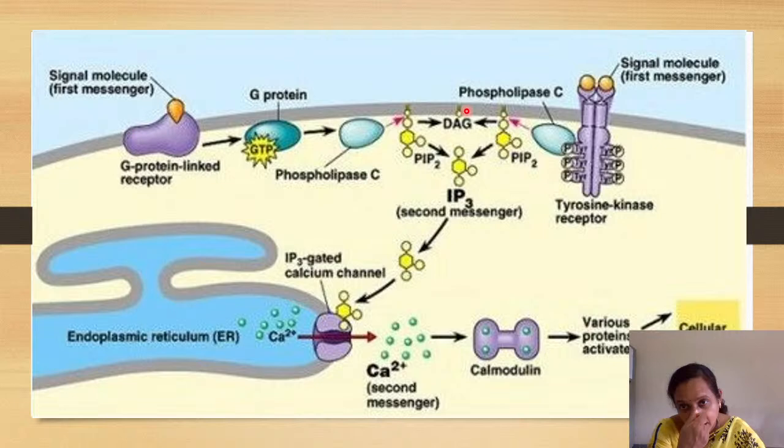After this, by another step, it will form inositol triphosphate. This inositol triphosphate that is formed acts as a messenger. It sits on the calcium-gated channels and calcium is released from the endoplasmic reticulum into the cytosol. Once it comes out, this calcium will combine with calmodulin and do all the cellular responses it has to do. So this is another mode by which it acts as a second messenger.